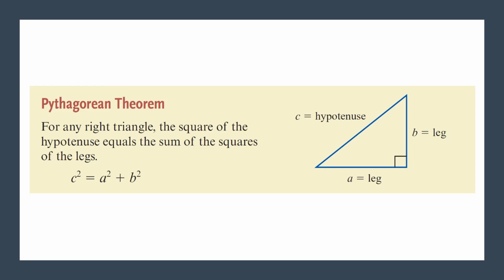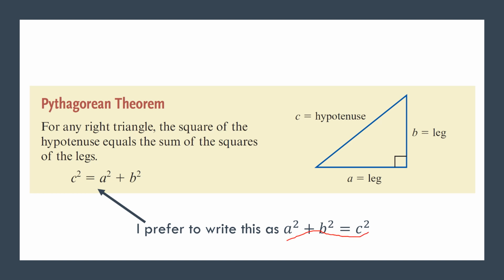So here is the Pythagorean theorem. It says, for any right triangle, the square of the hypotenuse equals the sum of the squares of the legs. Now they write the Pythagorean theorem as c squared equals a squared plus b squared. I prefer to write this as a squared plus b squared equals c squared, but it's totally your preference. But this is the form that I will be using for the problems that we do in this class. So obviously I haven't changed it at all. I've just switched the order. I put the c squared on the right and the a squared plus b squared on the left.